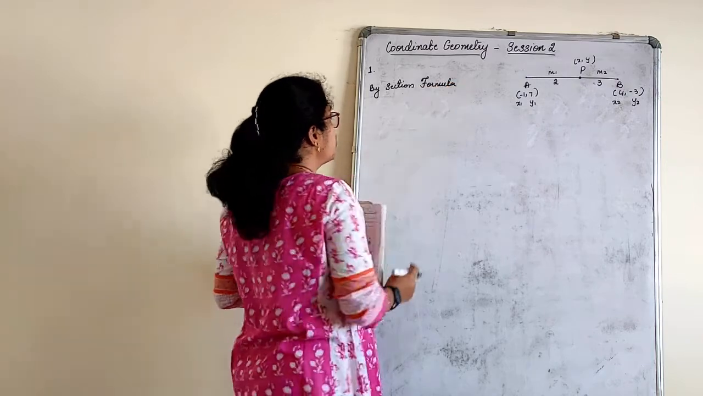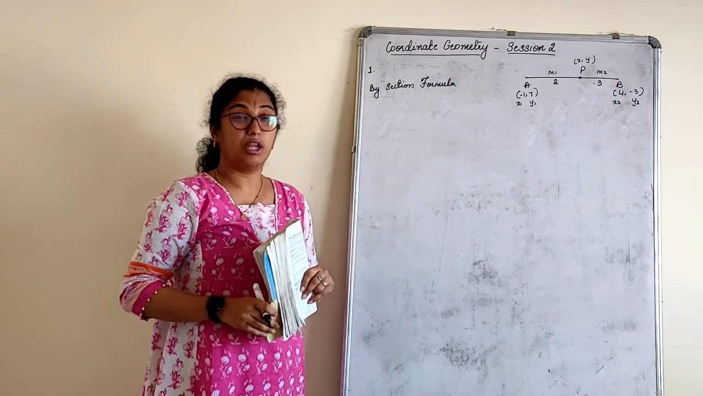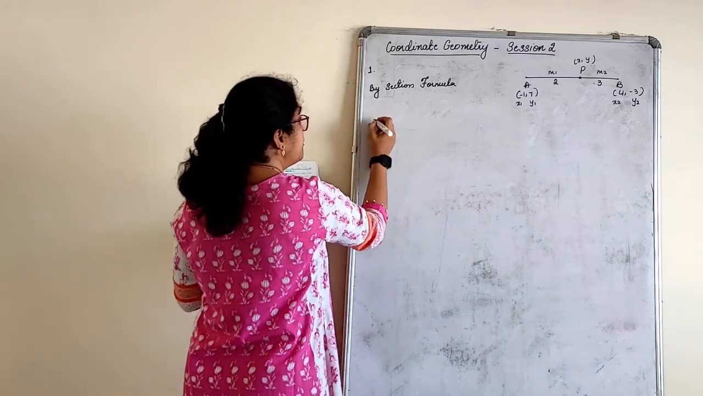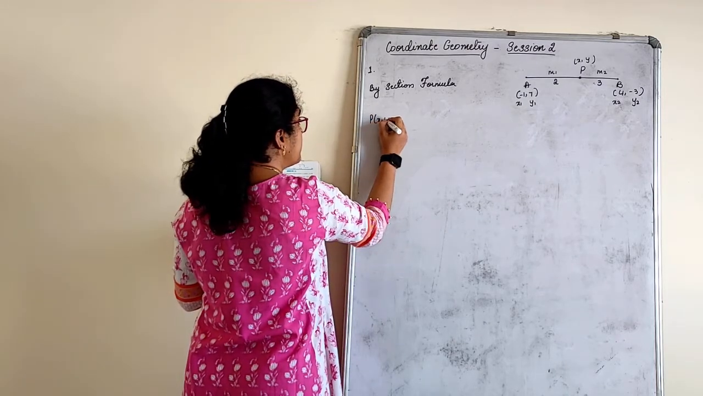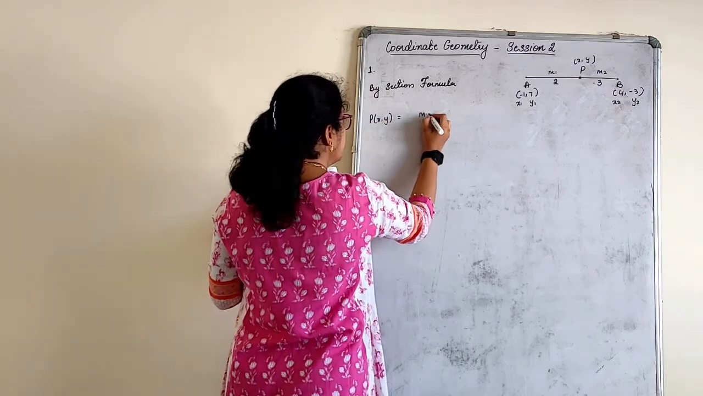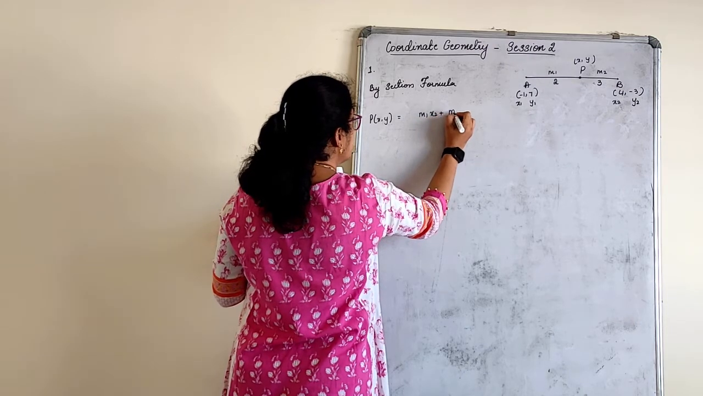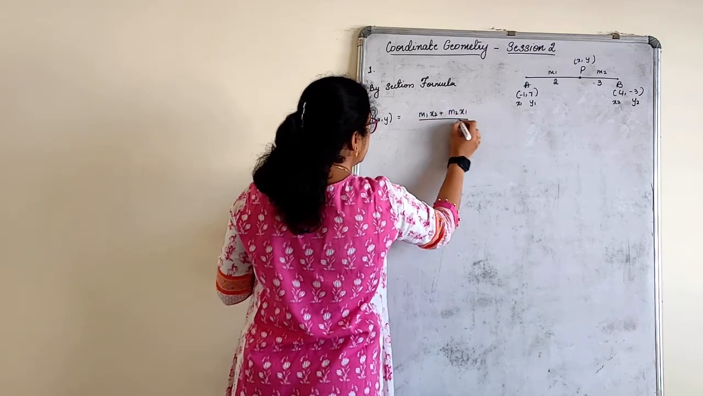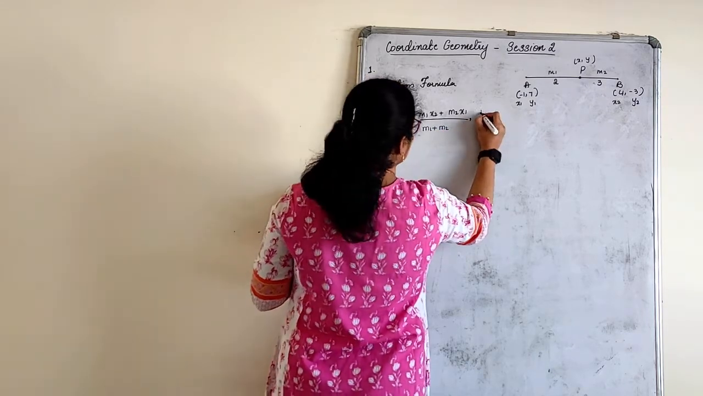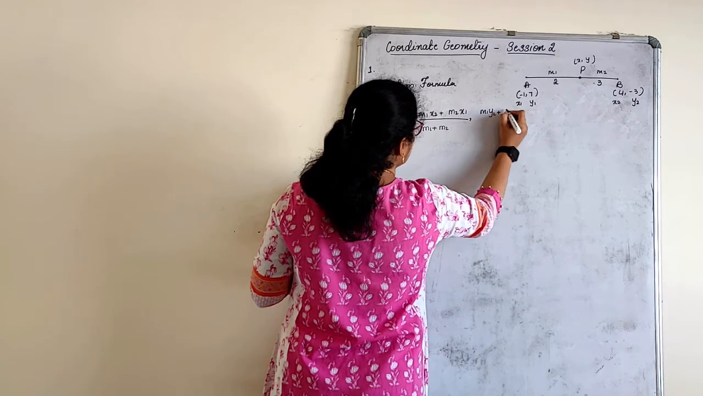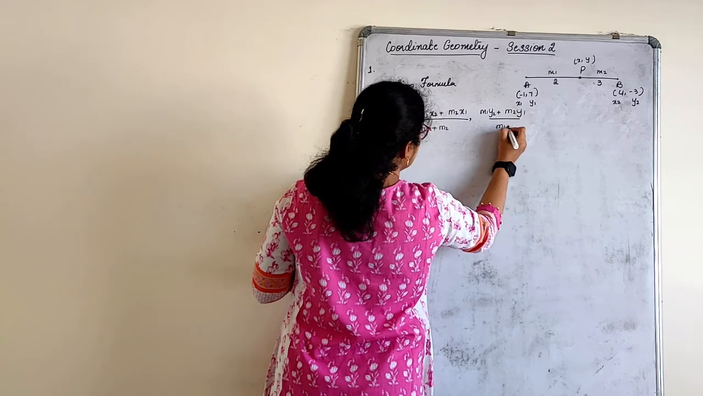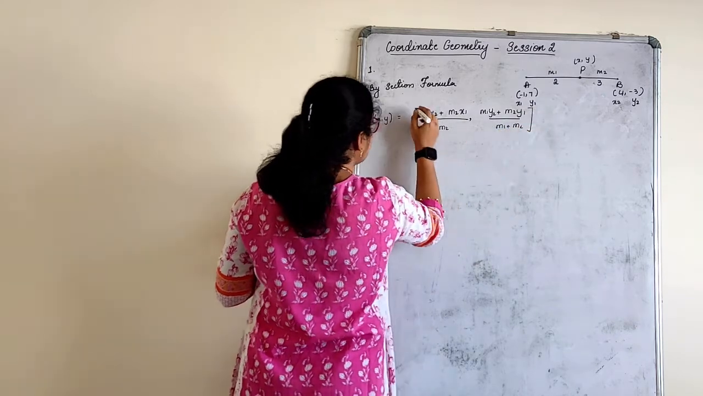Even in yesterday's question, it is better if you write by distance formula always when you start. So the section formula, first write P(x, y) is equal to, what's the formula, children? (m1x2 plus m2x1) divided by (m1 plus m2), comma, (m1y2 plus m2y1) divided by (m1 plus m2).